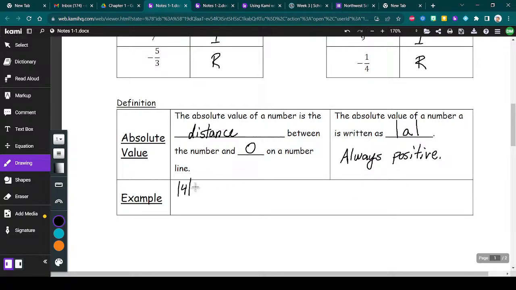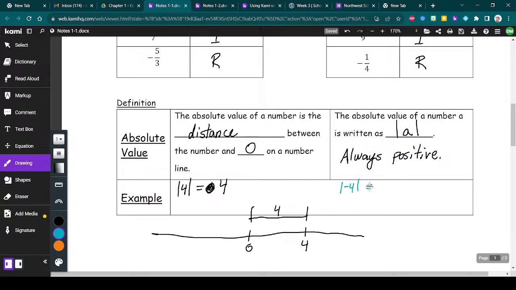Examples. Absolute value of 4 is 4, because 4 is 4 units away from 0 on a number line. If I drew a number line, 0, 4 is 4 units away. On the other hand, if I did absolute value of -4, that's also 4 because -4 is 4 units away from 0 on a number line.